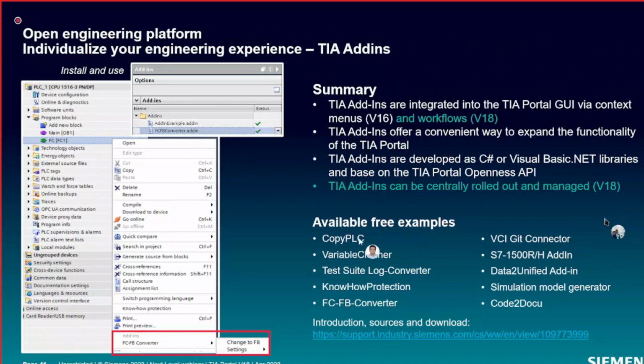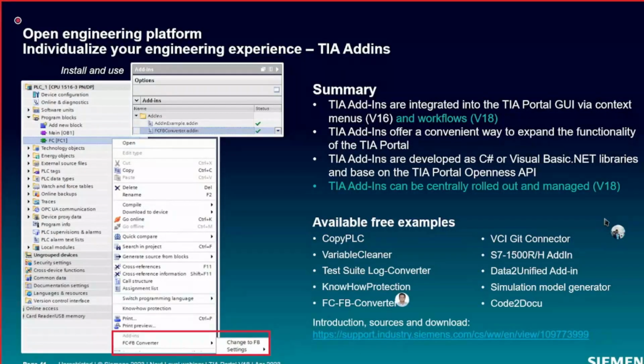Copy PLC is nothing but you can copy the hardware configuration and software configuration of a whole complete PLC to a new PLC. Here is one more add-in called variable cleaner, so you can see which tag has not been used, right? So you can clean that tag, you can remove those tags.